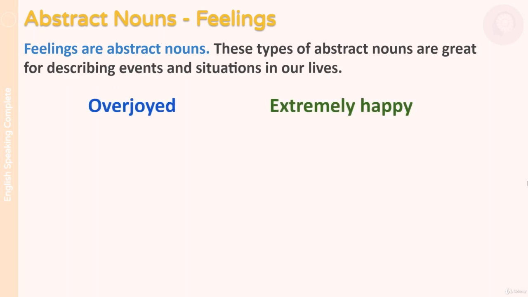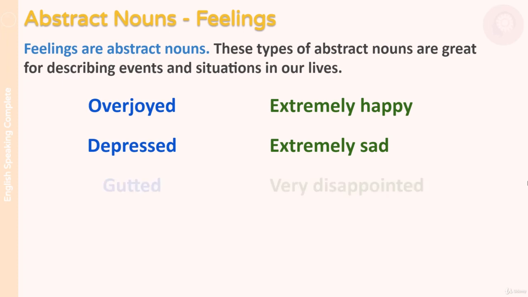So the first abstract noun is overjoyed, which quite simply means extremely happy. Then we have depressed, which means very sad, almost given up. It's quite an extreme feeling. And now we're going to look at 3 abstract nouns which are a bit more slang, a bit more native sounding, and maybe used a little bit more between native English speakers, especially within British native English speakers.